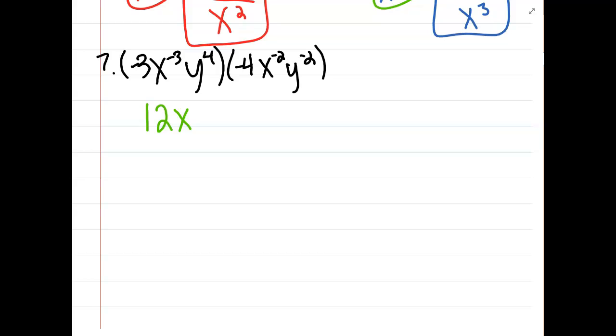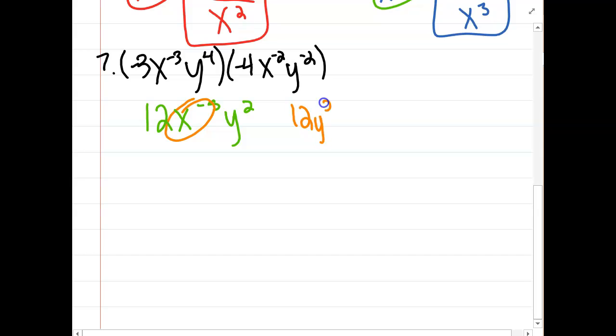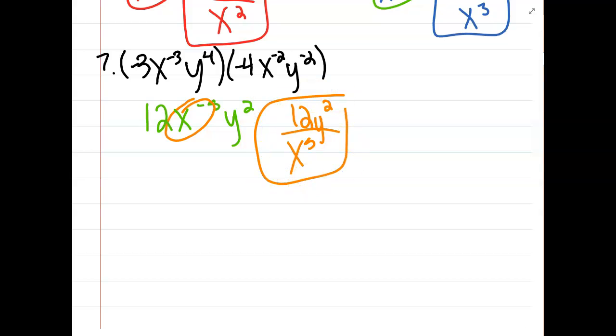Add negative 5. And then I'm going to multiply my y's. Y to the 4th times y squared, y to the 4 plus negative 2, 2. And then the last thing you want to do: I have negative exponents? What has a negative exponent? The x, and only the x. So the 12 and the y squared, those are going to stay. But I'm going to move the x down to the denominator. The negative 5 becomes a positive 5.